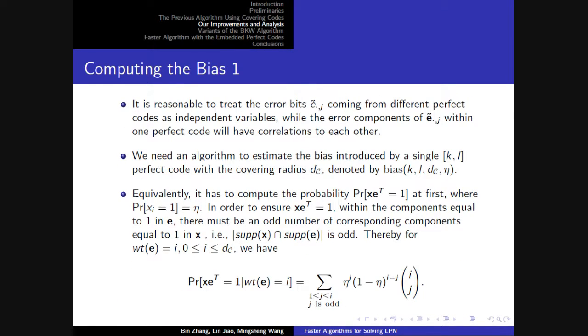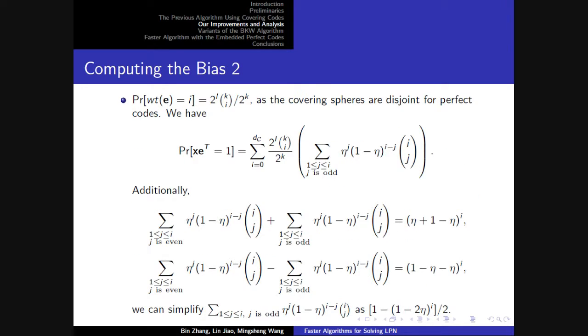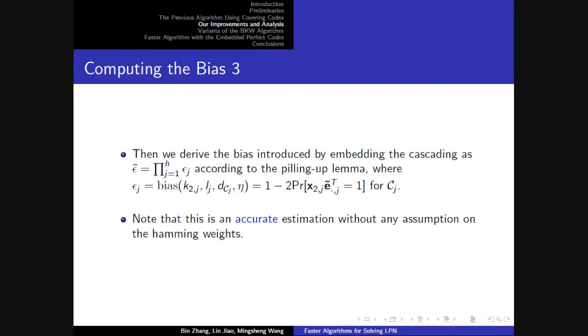finally, we note that it is reasonable to treat the error bits coming from different perfect codes as independent variables, while the error components in the same perfect code will have correlations to each other. Then we present the correct method to compute the probability of this bias. This is our formula, and it is given in our paper.